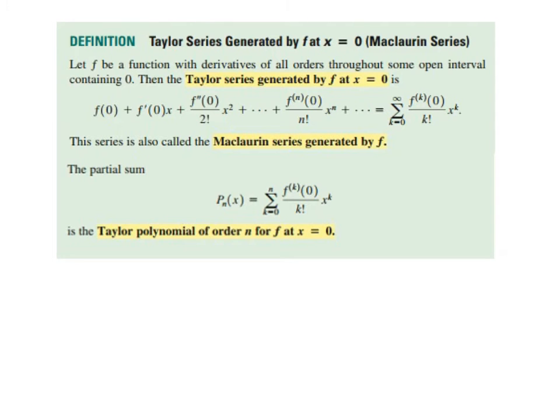In summary, this lets us build a Taylor series generated by a function f at x equals 0, as long as we know the value of the original function at 0, the first derivative at 0, the second derivative at 0, and so on.